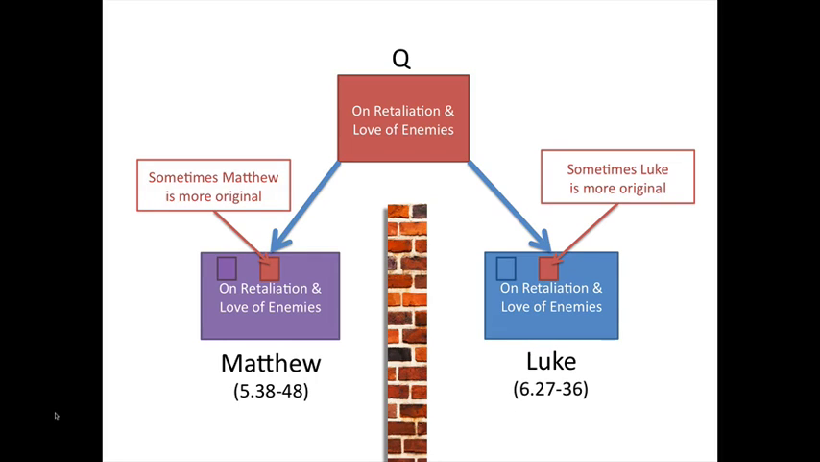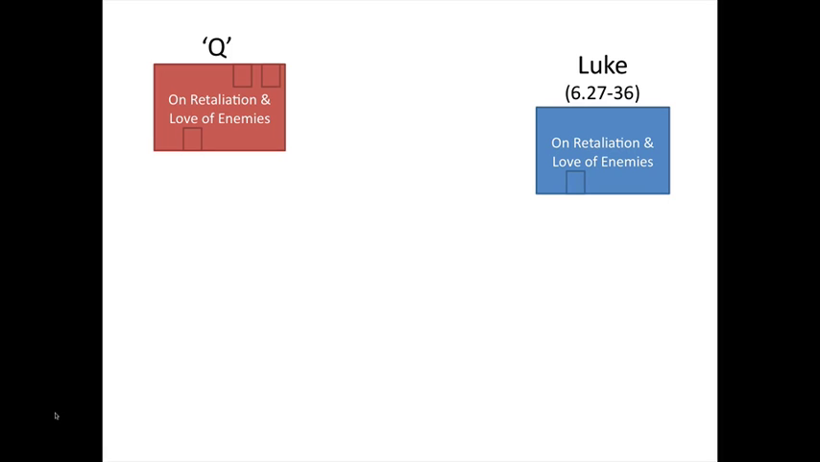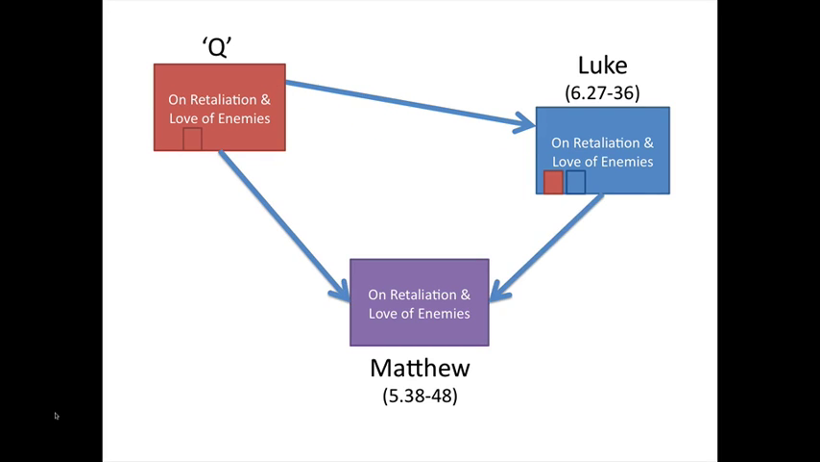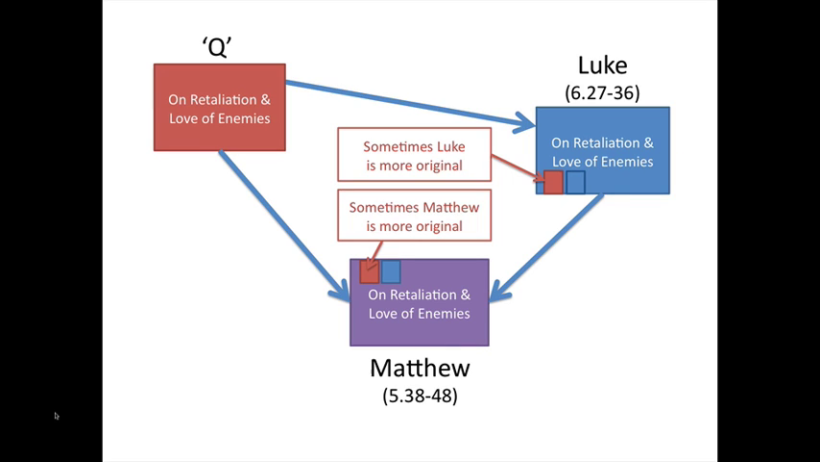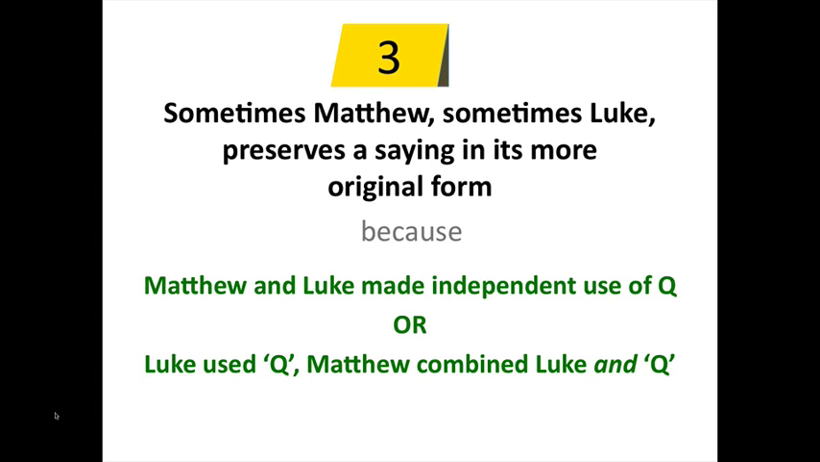But the same result can be arrived at by a different means. If Luke draws on Q, then he may take and adapt some element of Q, he may take and preserve some element of Q. If Matthew were to conflate Luke and Q together, then sometimes he may take something from Luke, and sometimes he may take something from Q, which is more original than Luke, so that you arrive at sometimes Luke is more original, and sometimes Matthew is more original. So the fact that sometimes Matthew and sometimes Luke preserves a saying in its more original form may be because Matthew and Luke made independent use of Q, or it may be because Luke used Q in quotes and Matthew combined Luke and Q in quotes.